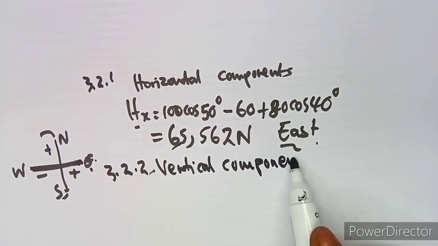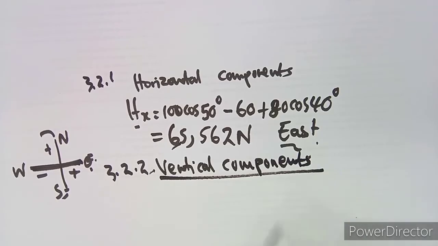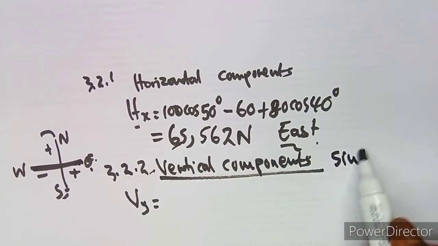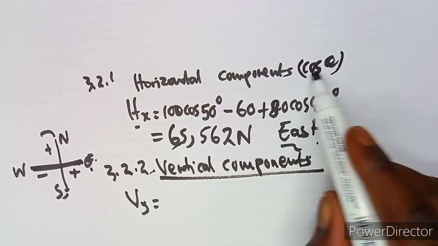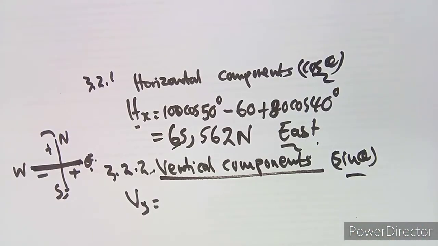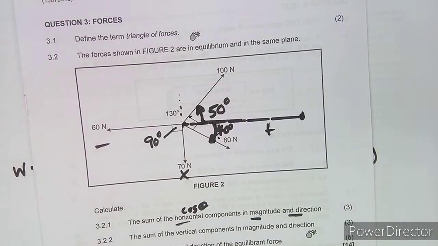So we are still having the same thing, guys, on vertical components, but the only thing that we are now having is that we are referring to sine theta here. The vertical components work with sine theta. Horizontal components work with cos theta. So that is what you're actually supposed to know from the consideration that you're talking about here. So let's take this now with sine.